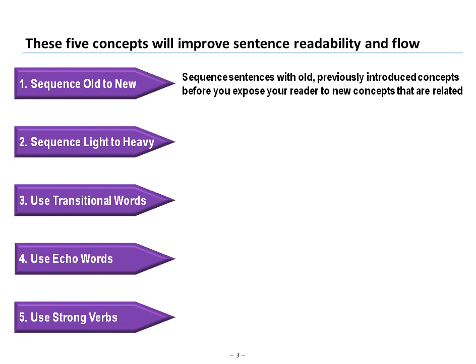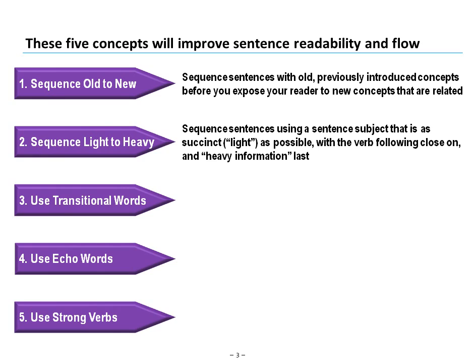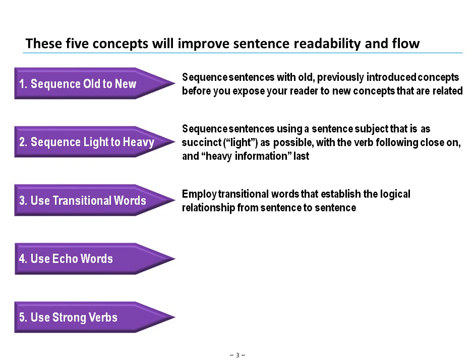from previous sentences. When you sequence light to heavy, the subject of the sentence is light. That is, not too many words, and the subject is placed very close to the verb, and the verb is close to the beginning of the sentence. All the heavy, detailed information follows. Next, when you use transitional words, you establish the logical relationship between concepts as you move from sentence to sentence. Transition words are the connective tissue linking your sentences.